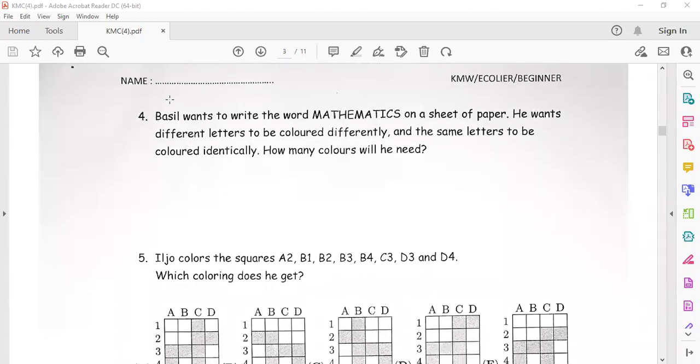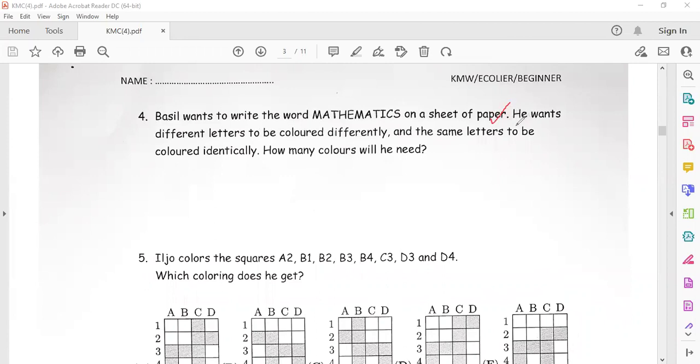Here we have question number 4. Basil wants to write the word mathematics on a sheet of paper. He wants different letters to be colored differently and the same letters to be colored identically. How many colors will he need? Do not get confused if, the first time you read a sentence or a paragraph, you are already confused about what they're asking. Break it down slowly. Basil wants to write the word mathematics on a sheet of paper.